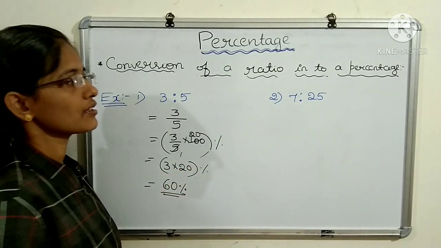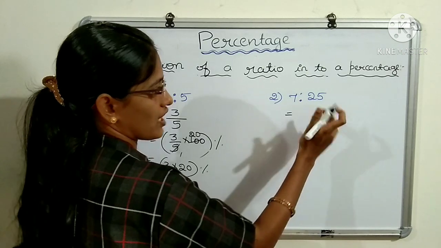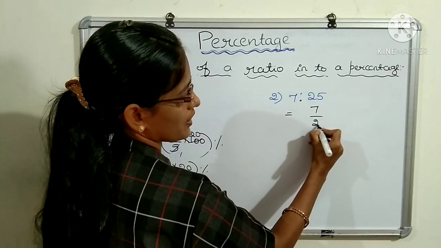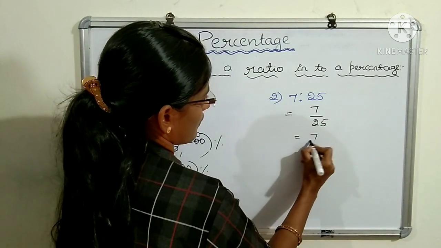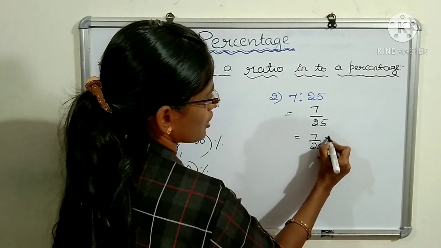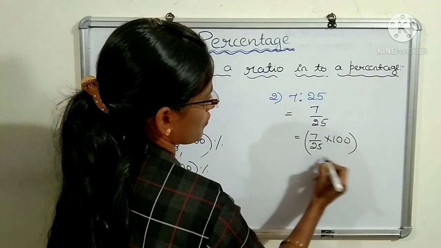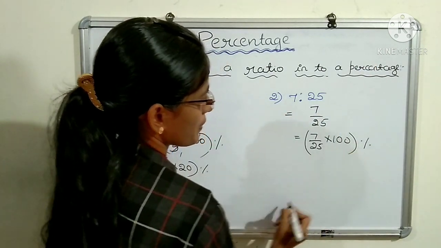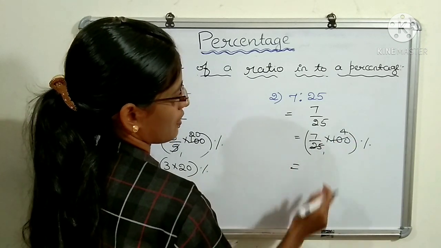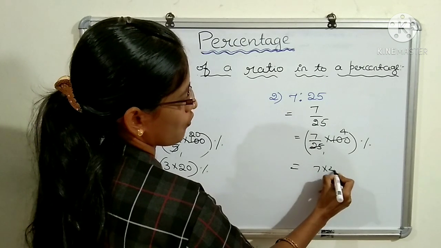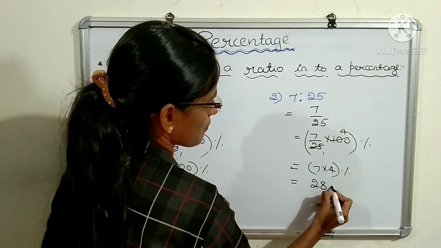Now the second question. First what must we do? Ratio to fraction. 7 by 25. Next, 7 by 25 into 100. We must convert to percentage, so don't forget to put the percentage symbol. Here simplify. 25 1s are, 4s are. Here 7 into 4 percentage, 28 percentage.